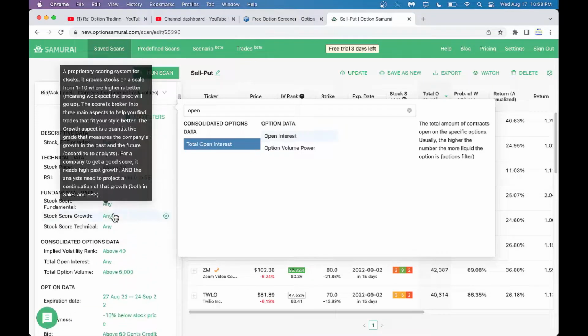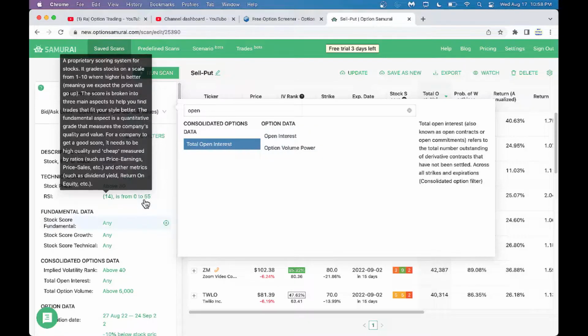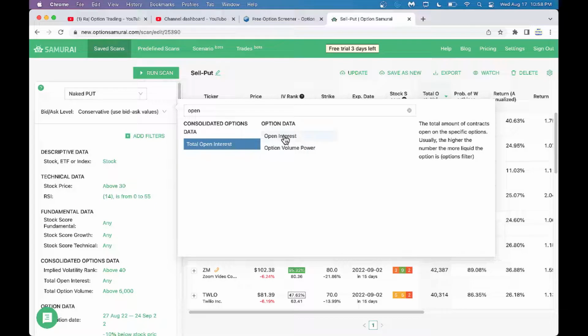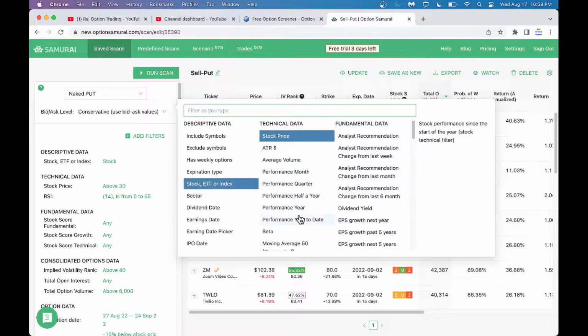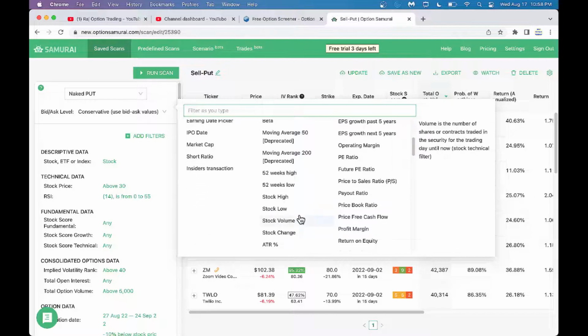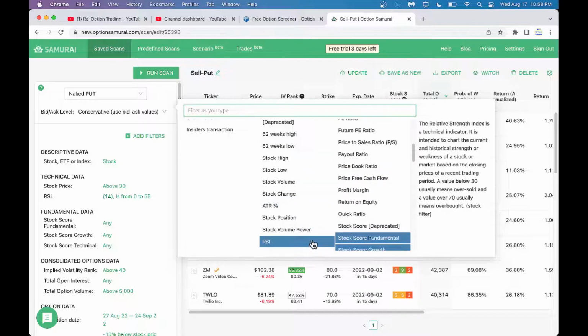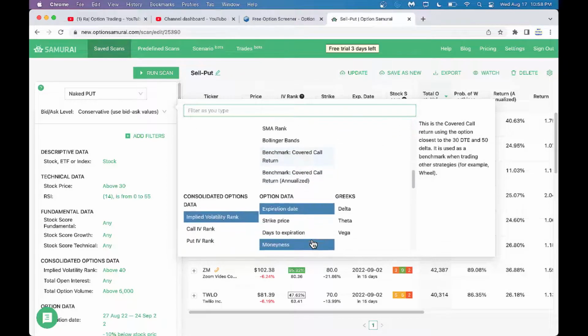And I could also add open interest. I don't need to add this one here. I just see where it's going here. Let's see. All right, so I think we added those two columns here. As you can see here, you have a lot of information you can add here. This scanner gives a lot of information. You could add all these things to your columns here, depending on how you want to trade.